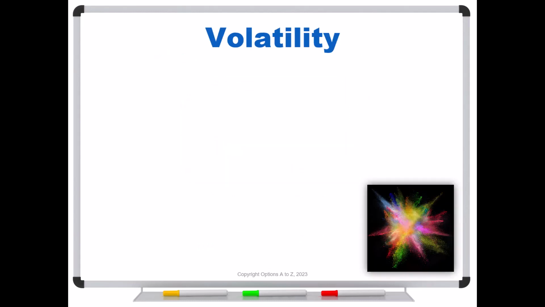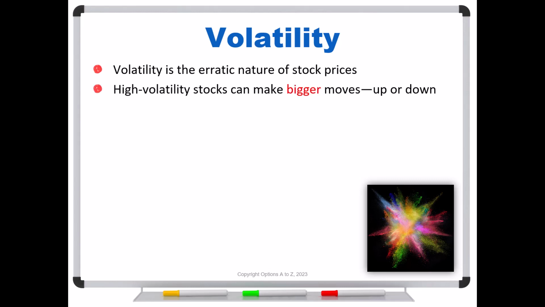So first, let's take a quick review of volatility. It's really just this idea that there's an erratic nature to stock prices. All of the zigs and zags that we see on a day-to-day basis. So yes, it is true that high volatility stocks can make bigger moves, but remember that's up or down. And again, traders often look for high volatility stocks for this reason.